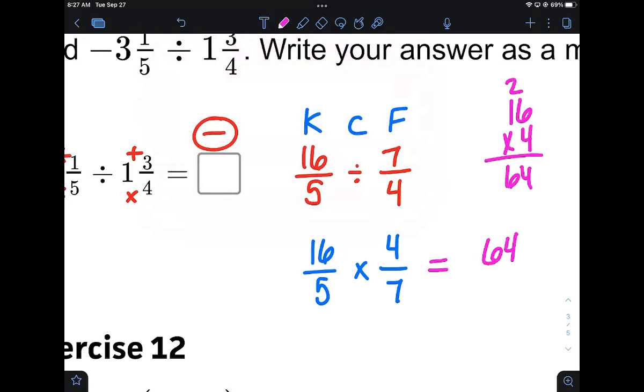And then what's 5 times 7 on the bottom? 35. We can do this one together. Okay, you don't have to raise your hand. We can all do it. Remember though, we did say it was going to be negative. So -64/35 is my final answer.